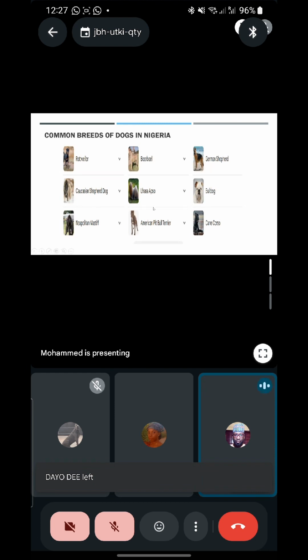In Nigeria, we have a lot of common breeds that are popular, but the commonest ones are German Shepherds, Rottweiler, Caucasian Shepherd, the Kangal, American Bulldog, Neapolitan Mastiff, and all the other ones.